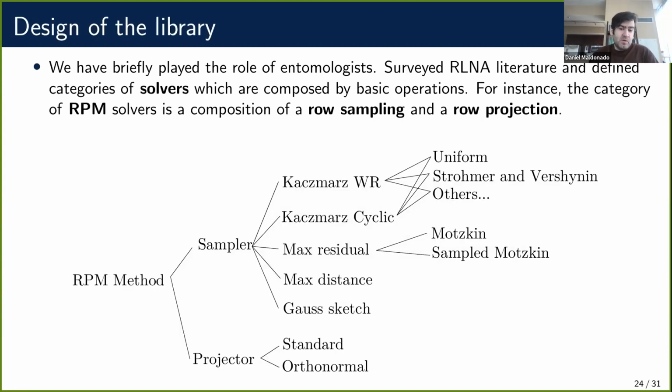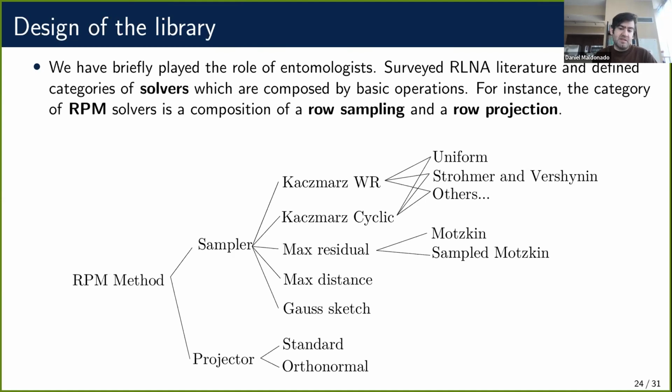For the design of the library, what we did is we did a lot of field work, and we tried to look for all of the different methods that are out there, and then we realized that for instance, for a basic row projection method, you usually have a sampler and a projector, and then you can switch your sampler and you can switch your projector, and you will have a completely different method. And the sampler sometimes is, for instance, you have the Kaczmarz weighted residual, and depending on how you sample the columns, you may have a different method as well.